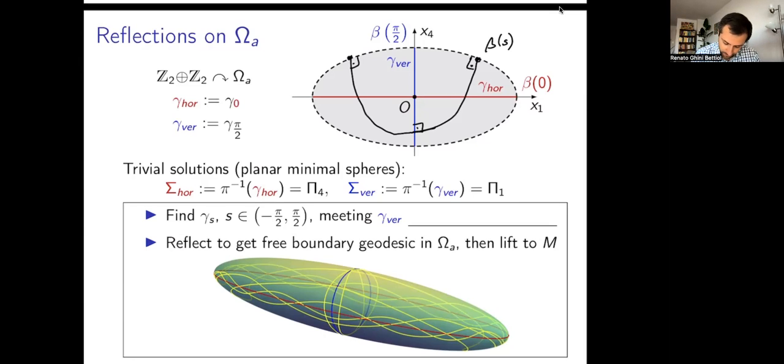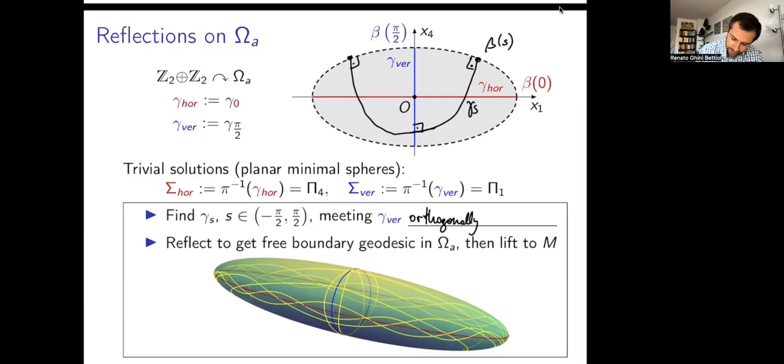So if I find some values of s such that gamma s looks like that, namely meets gamma vertical orthogonally, then by reflecting, I get something that I'm going to call an even geodesic, which is a special type of free boundary geodesic there.